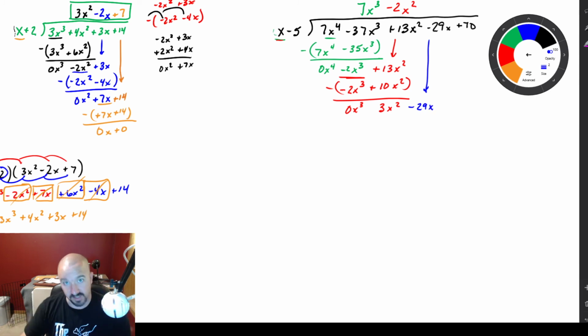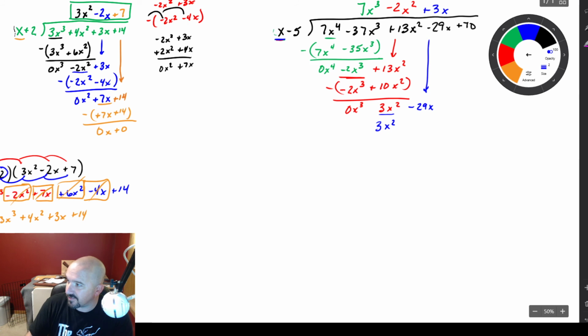Now we start the process all over again. Again, looking at the beginning one so we don't screw up again. 1 goes into 3 times. I have an x, I want 2, I need 1 more. And now I distribute. So I have 3x squared, 3 times negative 5 is negative 15x. Parentheses, subtract. 3 minus 3 is 0, x squareds.